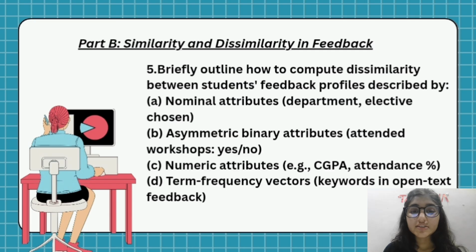A, nominal attributes, that is department, elective chosen. B, asymmetric binary attributes, that is attending workshops, yes or no. C, numeric attributes, for example CGPA, attendance percentage. And D, term frequency vectors, that is keywords in open text feedback.